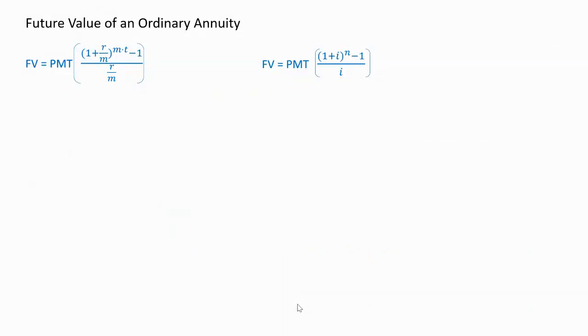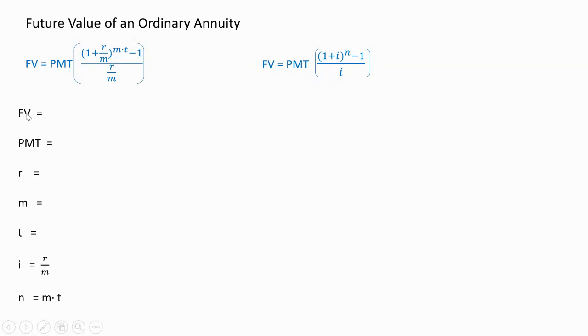Now this is something from 5.3. This is called the future value of an ordinary annuity. You see, these formulas are the same, but if you notice, like previously, the I takes the place of R divided by M, and the N takes the place of M times T. So this formula will be easier to use in the book, and this will be easier for the calculator.